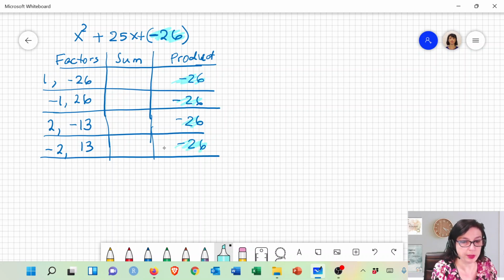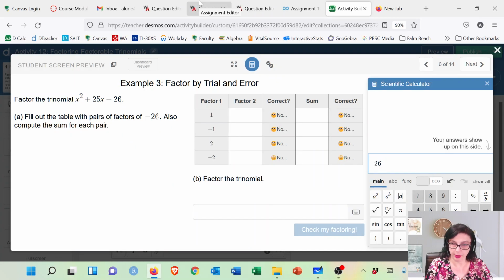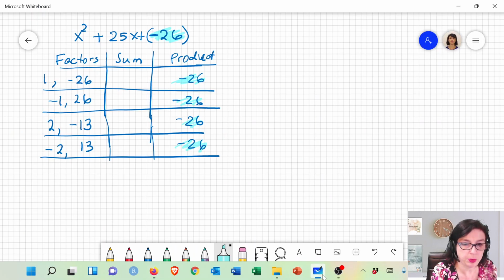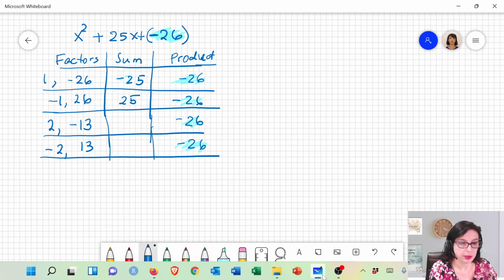So what's 1 plus negative 26? You can check that out. You can use a calculator. You can put 1 plus negative 26. That's going to give you negative 25, right? So this will be negative 25. This would be positive 25 if you add them up, and you can always do that on a calculator. 2 plus negative 13 is negative 11. Negative 2 plus positive 13 is positive 11.